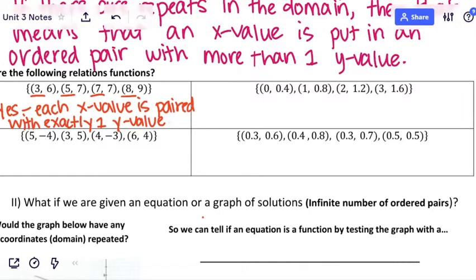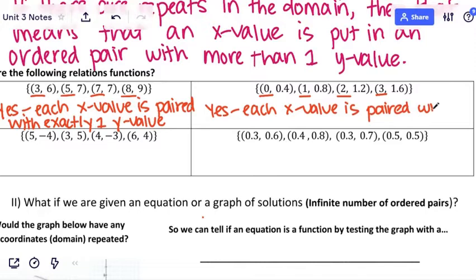Okay, let's take a look at our second example. So we look at our domain values. We have 0, 1, 2, 3. No repeats. So is this a function? Yes. Same reasoning. Each x value has its own y value.